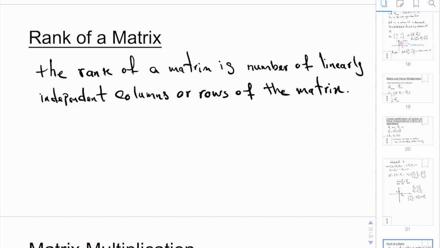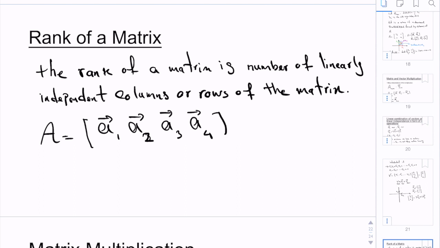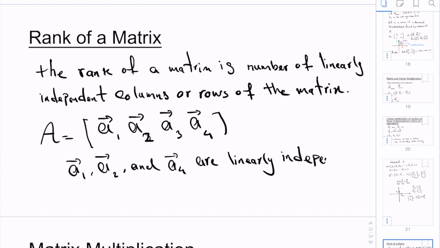So if you have a matrix, let's say matrix A, which has let's say 2, 3, 4 columns, where each of these is a column vector. Let's say we found that A1, A2, and A4 are linearly independent. Then the rank of A is 3, okay, because 3 vectors.